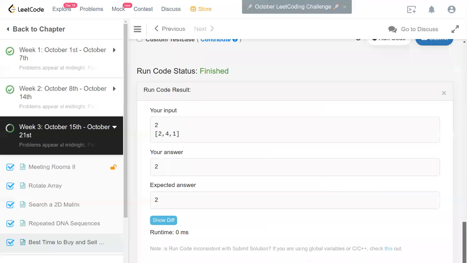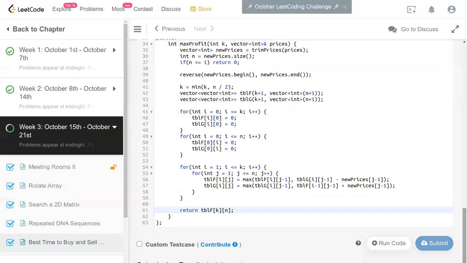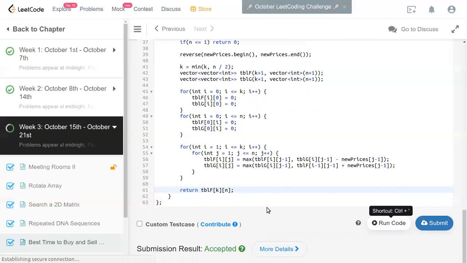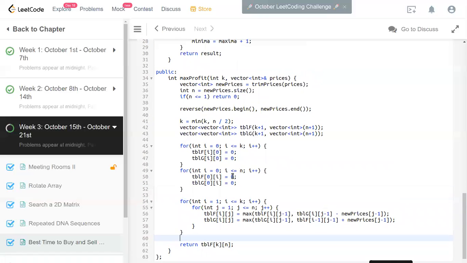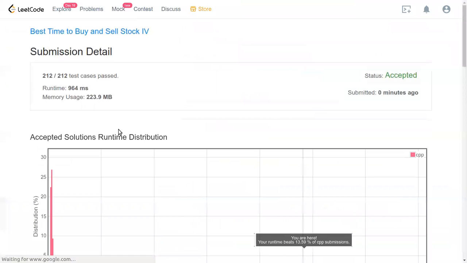So let's see. Yeah, it worked for the sample test case here. Let me submit and see if it works. Right, it accepted. Maybe it takes a little more time. So now I have one more possibility of improving the performance a little bit, mostly space related performance. So let's see how much space this takes, and then we can compare the performances there.